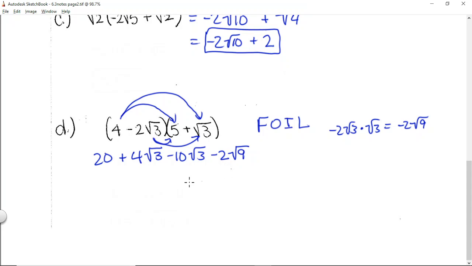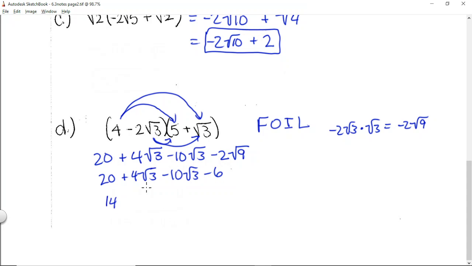So we simplify each of those. Well, 20 is already simplified. 4 times the square root of 3 is already simplified. Nothing you can do with that. Minus 10 times the square root of 3. That's already simplified. Now, negative 2 times the square root of 9. The square root of 9 is 3, right? So negative 2 times 3 is negative 6. Now we can combine like terms. We have this 20 and the negative 6. Those are like terms. They're just numbers. So 20 minus 6 is 14.